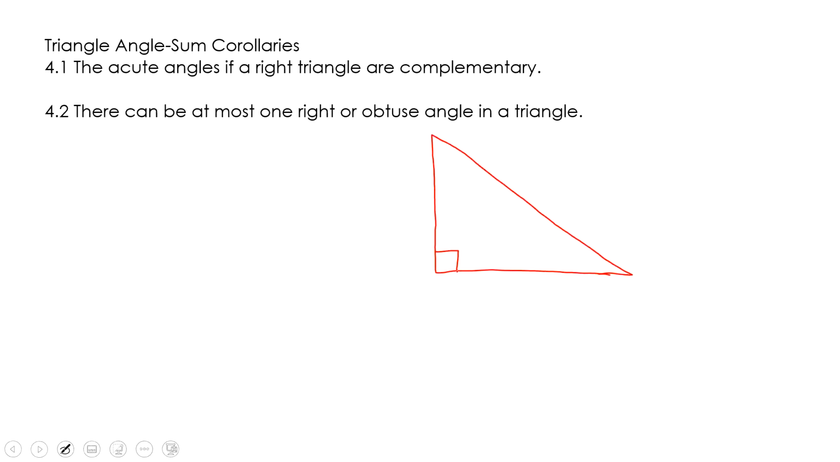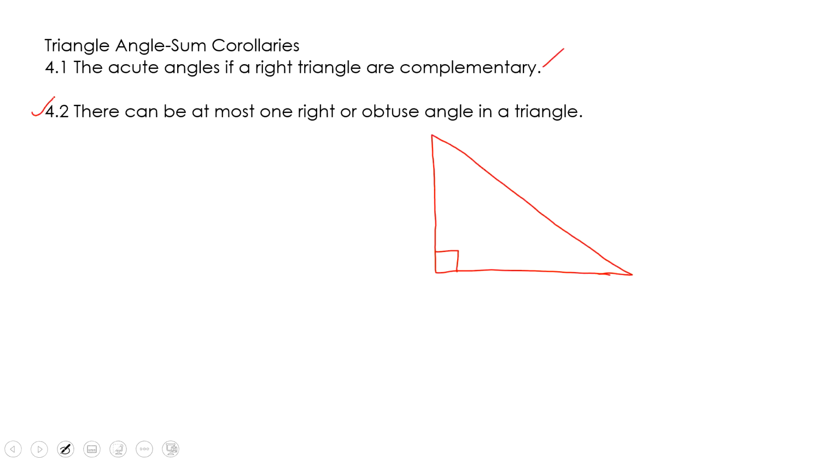So that's pretty straightforward. The 4.2 corollary is even more straightforward. There can only be one right or obtuse angle in a triangle. If the triangle's measurements can only add up to 180 degrees, we can't have 2 right angles in a triangle, because then we don't have a triangle. That would just look like part of a box with an open top. Same thing for obtuse triangles. We can't have 2 angles bigger than 90 degrees because they're never going to close up the triangle.